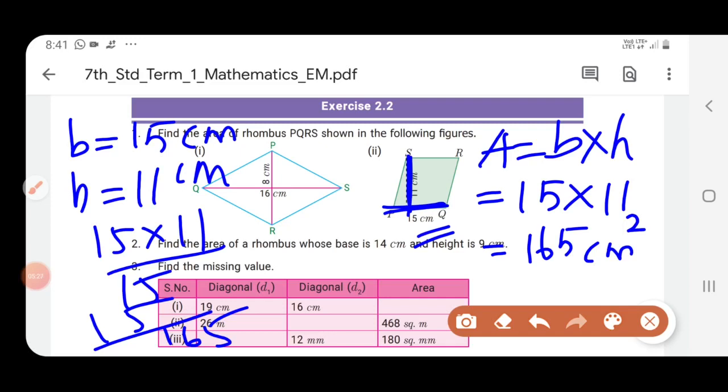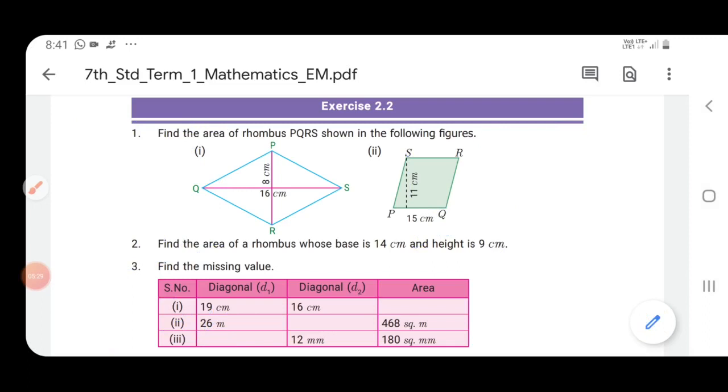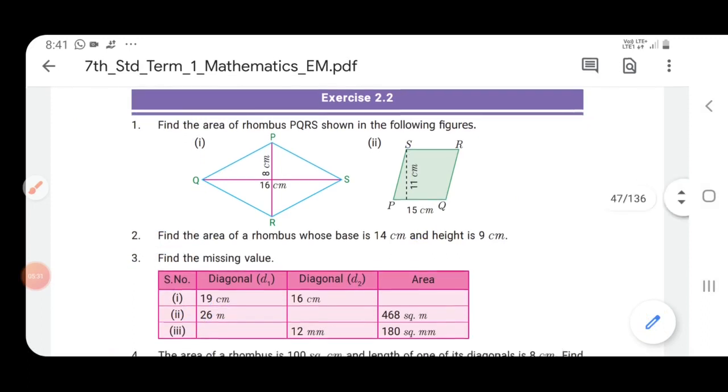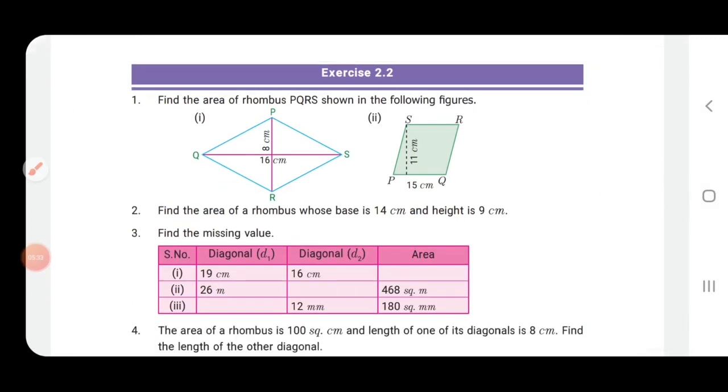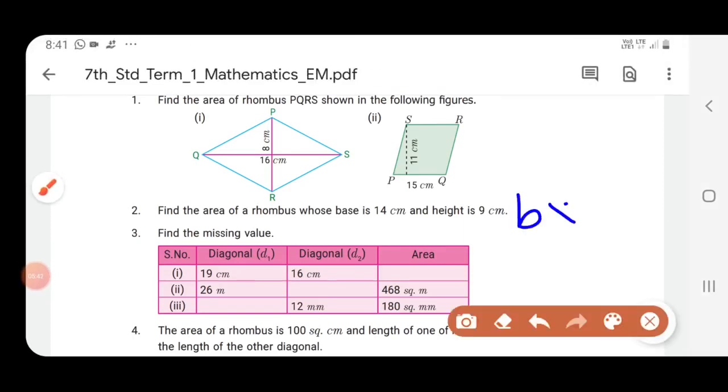Okay. Next question number 2. Find the area of a rhombus whose base is 14 centimeter, height is 9 centimeter. So same, we have to use base and height. The area formula is B into H square unit. So do this as your homework. Next, let us see the third question.